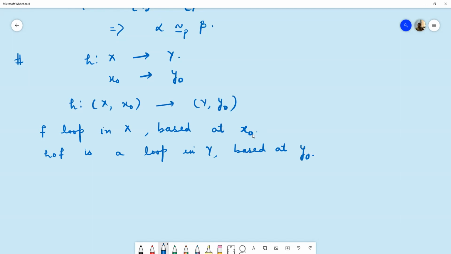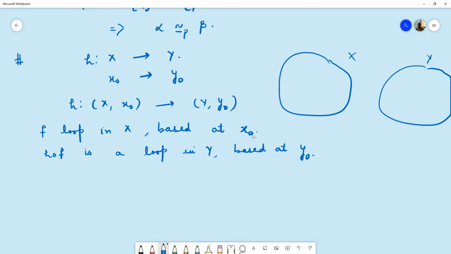So we can see, let us say this is a space X, this is Y. Now we have a mapping h from X to Y, which takes point x naught to point y naught here. Now if we take a loop here, let us say this is the loop f based at point x naught, then h circle f, that will be a loop based at point y naught.